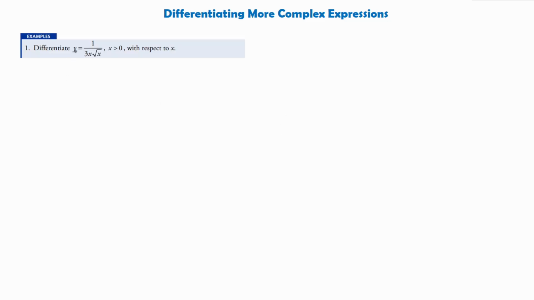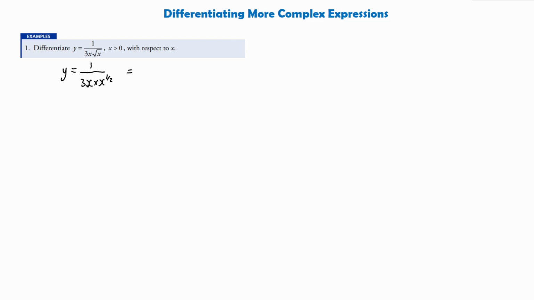So example 1, y equals 1 over 3x times the square root of x, and we've got to differentiate this with respect to x. Well, first we have x as the denominator, so we need to rewrite this. So we'll say that y is going to be equal to, now I'm actually going to do this in a few steps. We're going to have this to be equal to 1 over 3x times x to the half, so we've got rid of our square root first.